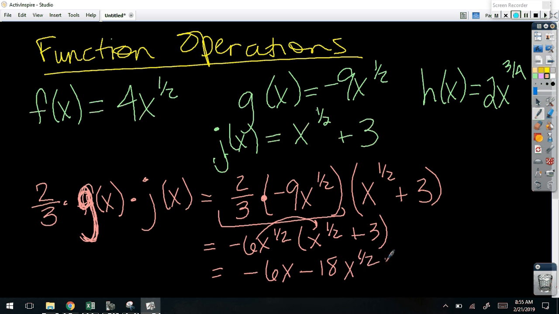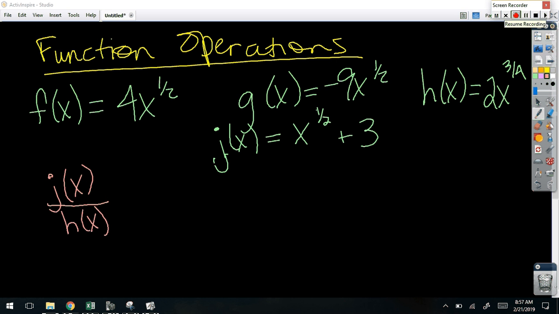Let's compose J of x divided by H of x. So J of x is x to the 1/2 plus 3, and H of x is 2x to the 3/4. Now, this only works when you're adding or subtracting in the numerator, not if you are adding or subtracting in the denominator. This is a rule of fractions.